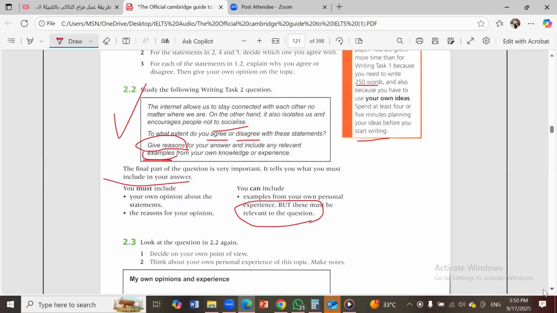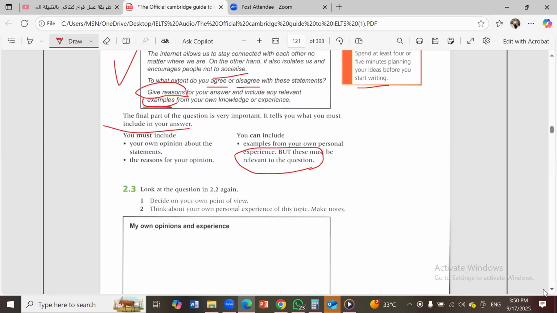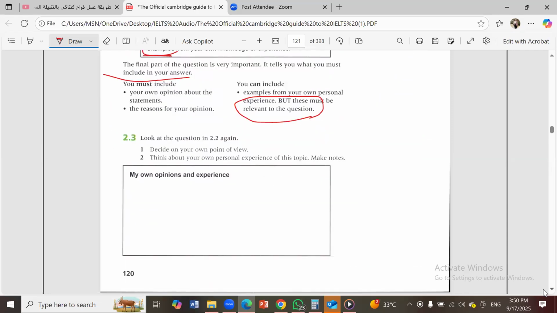As I told you before, you are talking about the internet and socializing. Don't talk about the weather and any other irrelevant objects or subjects. How can we start? Give us a sentence.